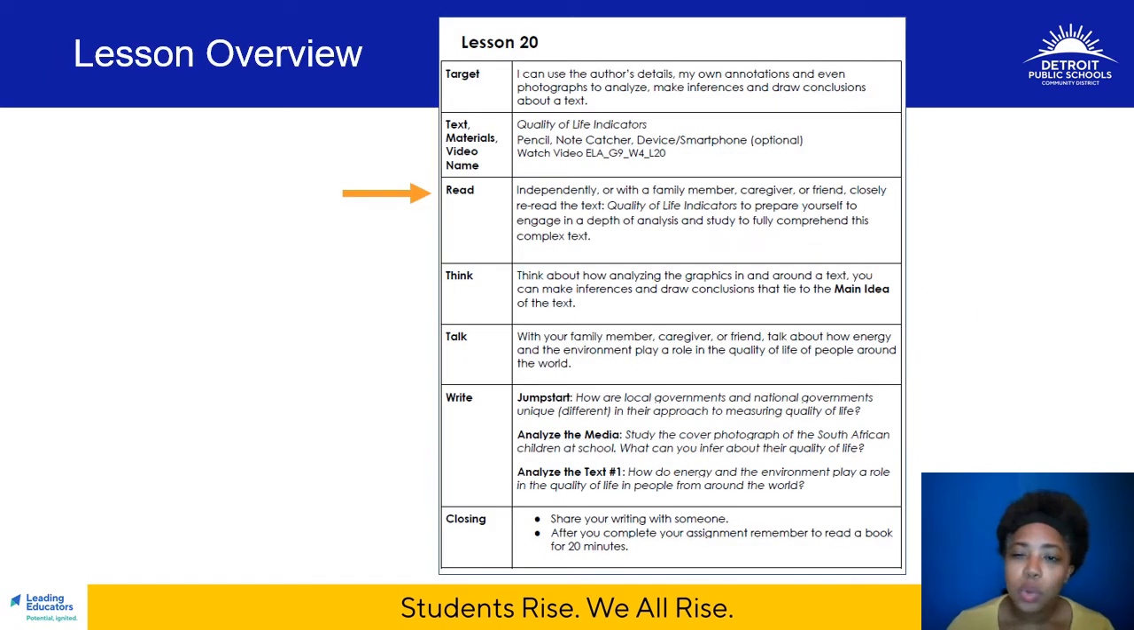We're going to start with a quick Jumpstart activity about the different approaches that local and national governments have with measuring quality of life. Then you'll reread the text, paying particular attention to the photograph in the article and how it ties in with the author's message, in addition to what the article says about the role of energy and the environment in quality of life around the world. You'll use your annotations to discuss these topics with a family member, caregiver, or friend, and you'll use those conversations to then plan a written response.